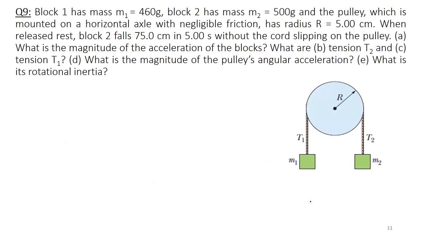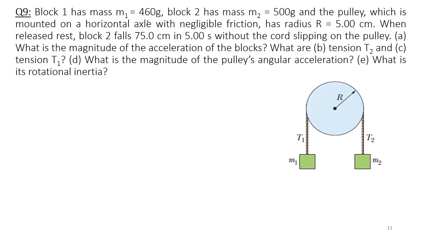Okay, now let's solve this problem. So this is the Atwood machine. You remember we studied about the Atwood machine when the pulley was massless. Now I will study about the Atwood machine if the pulley has a mass and a radius.